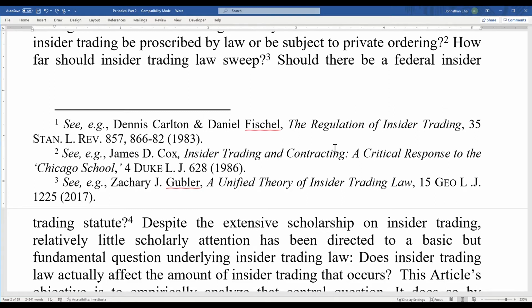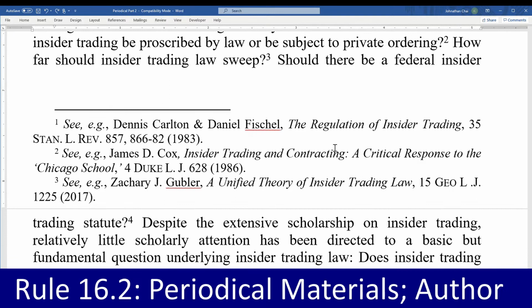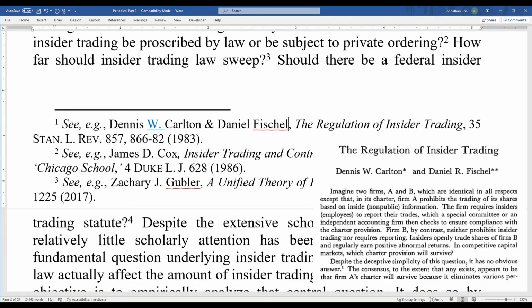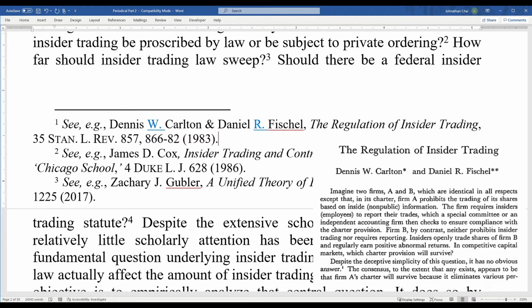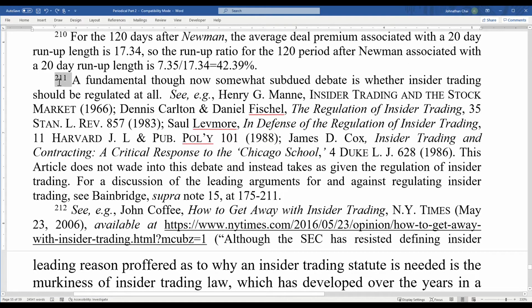The first citation is correct, except it is missing the middle initials of the author names. Since the author's full names, as they appear in the publication, include the middle initials, these should be added to the citation. Note that this article cited in footnote 1 is cited again in footnote 211.